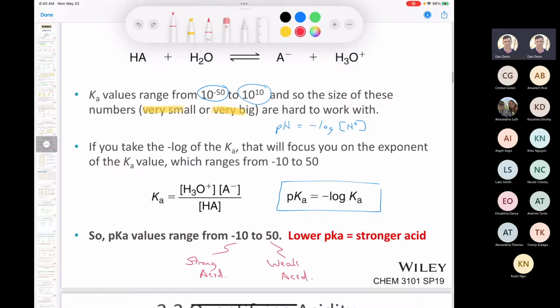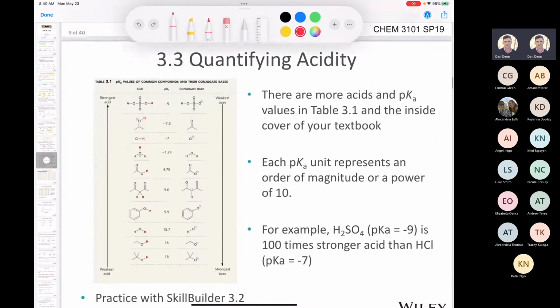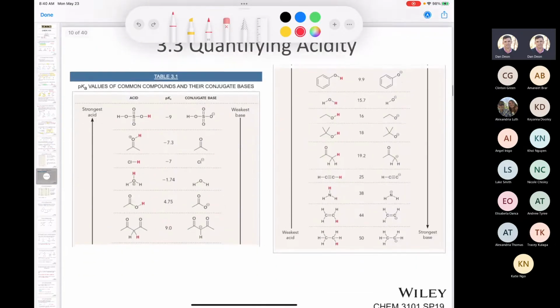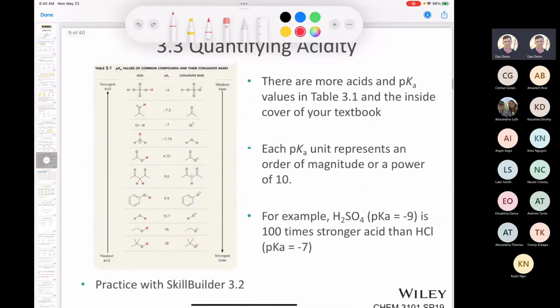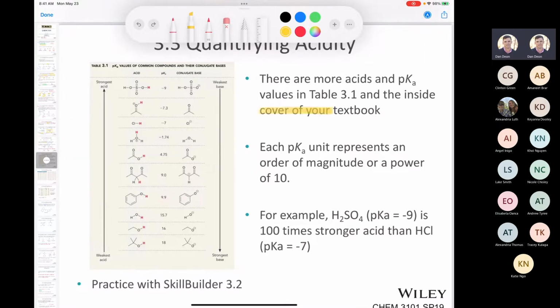And if you're wondering, will I have to memorize any pKa values? The answer is yes. You will have to memorize some pKa values. And I have some of those shown right here, and I have some more over here. Let's just take a look at this. This is an artifact from a previous semester where I said it's on the inside cover of your textbook, but there is a table in chapter 3 that covers pKa's.